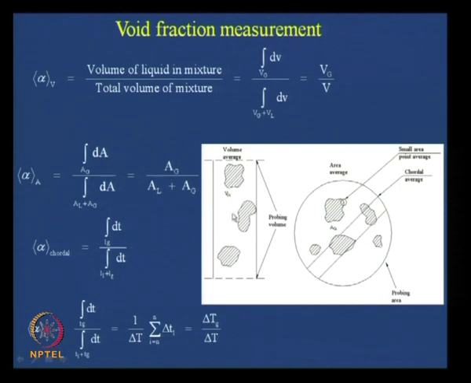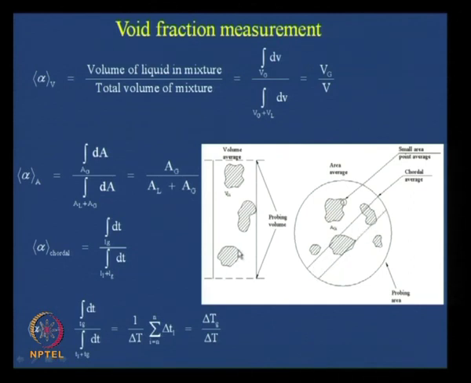This gives you the volume average. If we concentrate on a particular cross section, then this entire thing gives us the area average. I have already discussed these things. Here, for example, suppose we concentrate on a very thin section, a very thin segment, it gives us the chordal average.